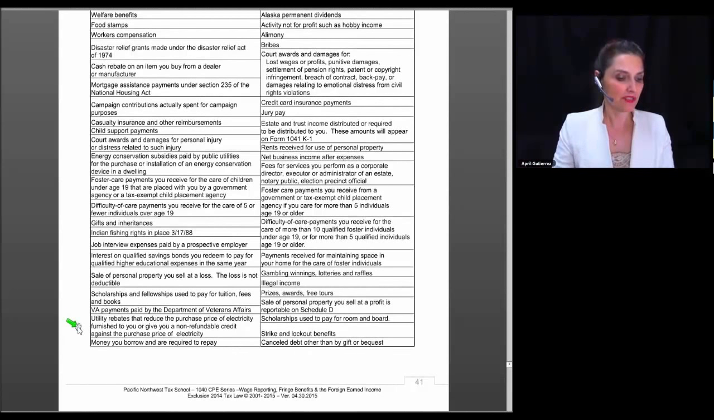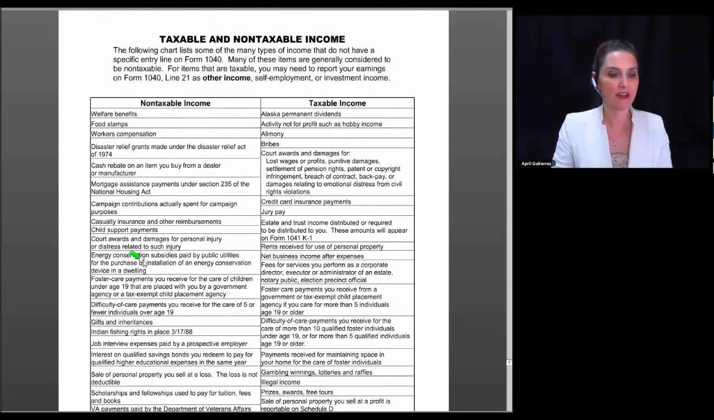Utility rebates that reduce the purchase price of electricity furnished to you or give you a non-refundable credit against the purchase price of electricity. And finally, money you borrow and are required to pay back is not income.